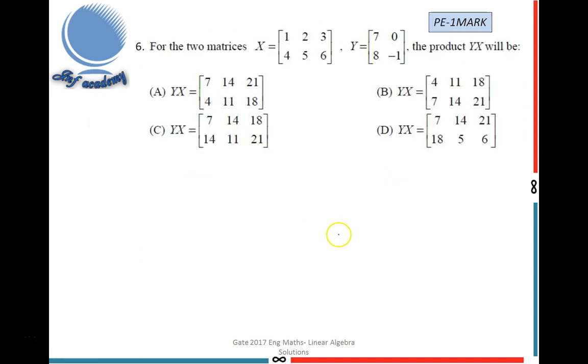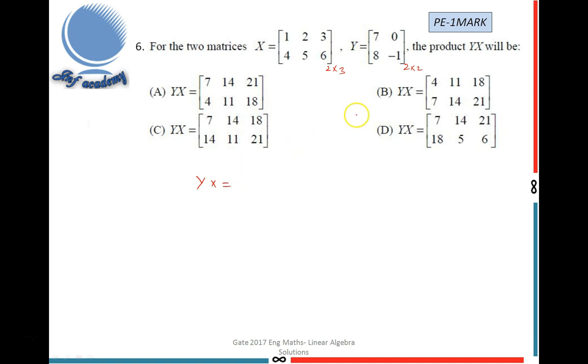Next, let's move on to the sixth problem. The sixth problem is, two matrices are given: X equal to a matrix of order 2 by 3, and Y is 2 by 2. The product YX will be. This question is from the PE department. It has 1 mark. First, I have to check: can I find the product YX?